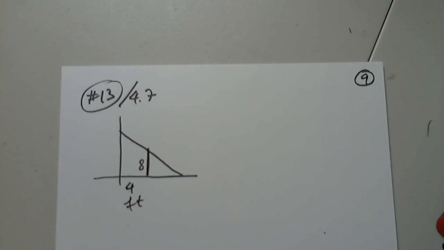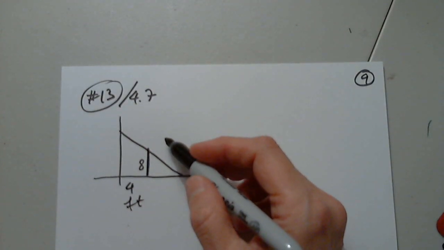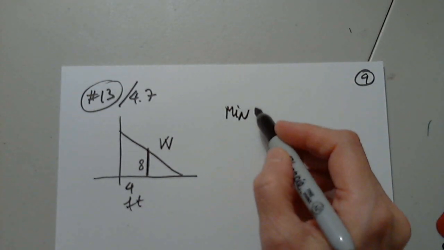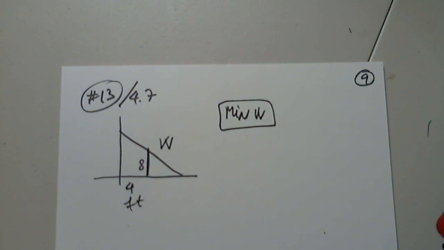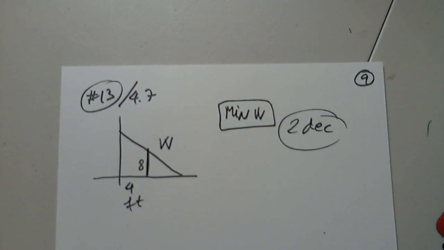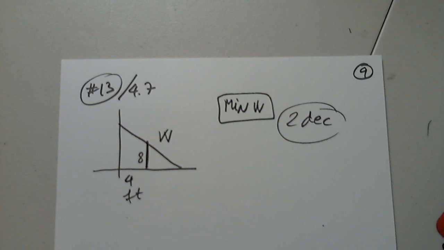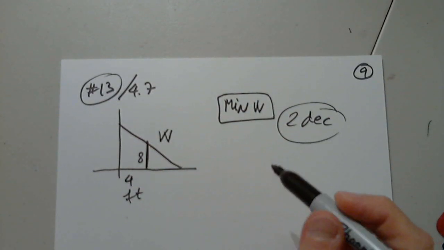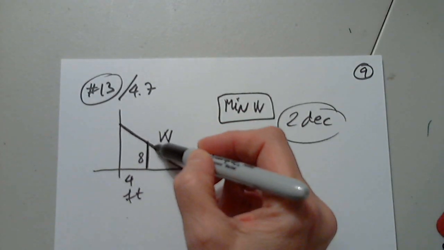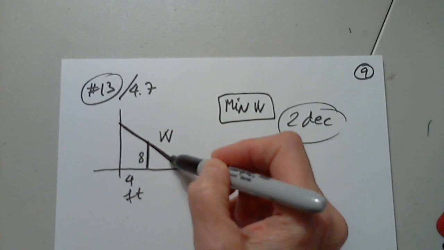What is the length in feet of the shortest ladder? How do we want to call this? I'm going to call it W. So we want to minimize W. Shortest ladder that will reach from the ground over the fence to the wall of the building. Round your answer to 2 decimal places. So we are trying to determine the minimum length of this ladder.